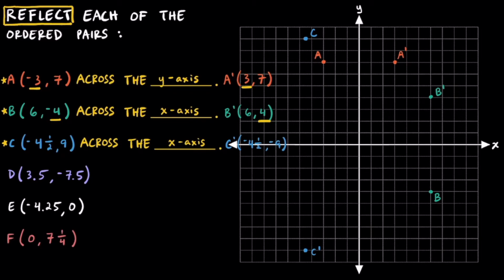Notice how the x-coordinates stay the same, but the y-coordinates are opposites again. Now let's try point D. To plot it, we're going to start at the origin and move 3.5 units to the right, and then we'll move 7.5 units down. Point D is located in quadrant 4.